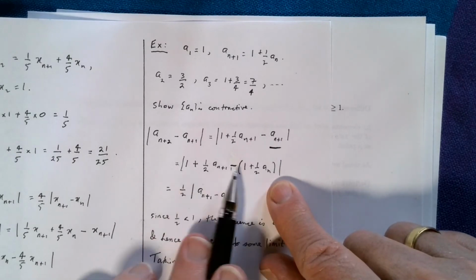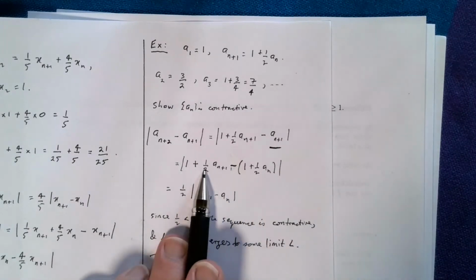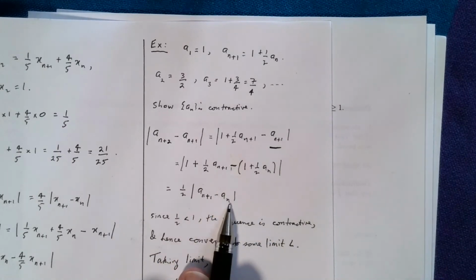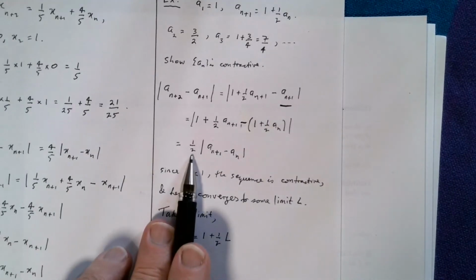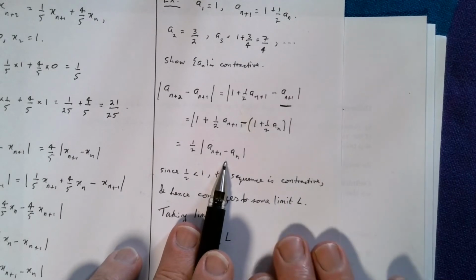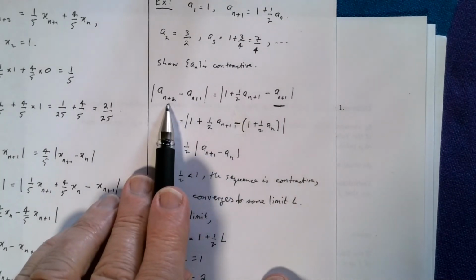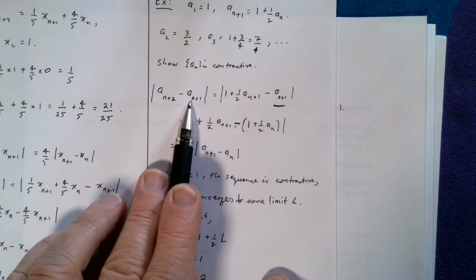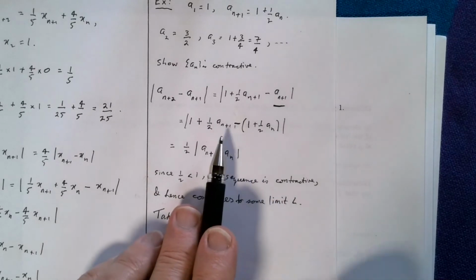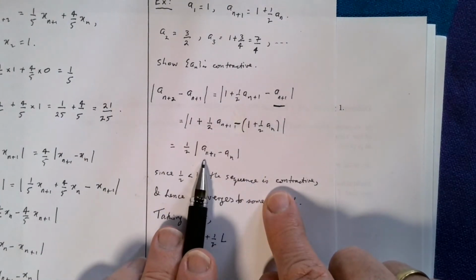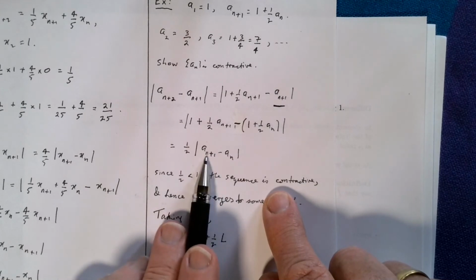Now the 1's cancel out and I just get a half a_{n+1} minus a half a_n, and so I can factor the half out of that. So just note what I did there. I used the recurrence on this one and I used the recurrence on this one, and that got me back to, when we simplified, something involving a_{n+1} and a_n.